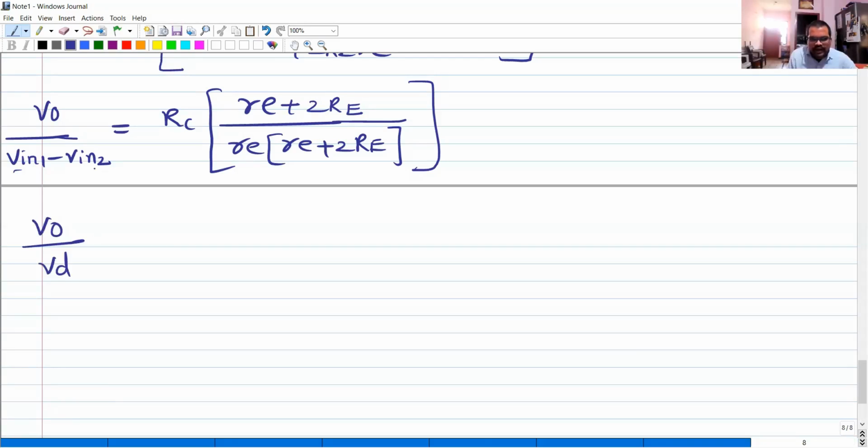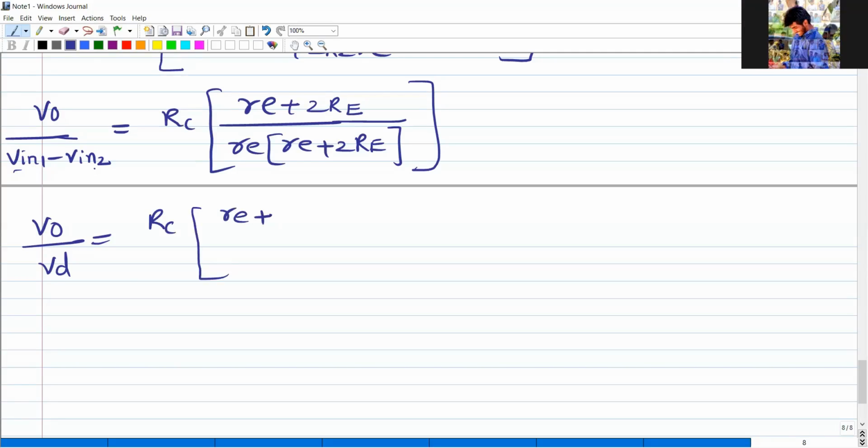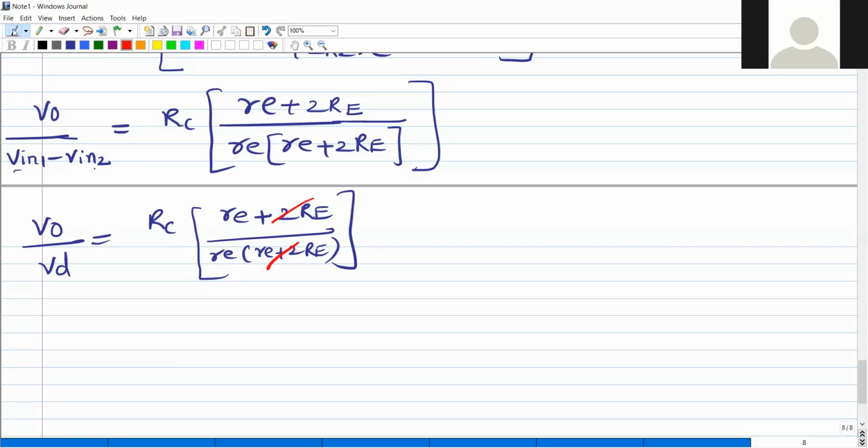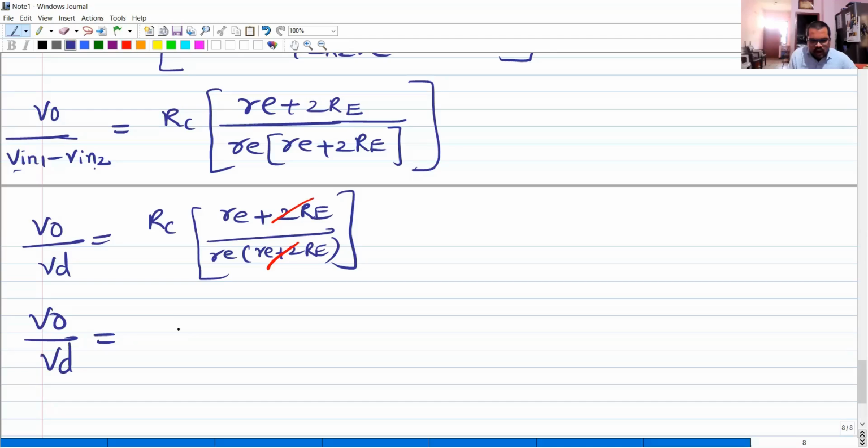Vo by VD is equal to RC into RE plus 2RE by RE into RE plus 2RE. See whether anything cancels. RE plus 2RE cancels. Vo by VD is equal to RC by RE. Any output voltage by input voltage we can call it as what?